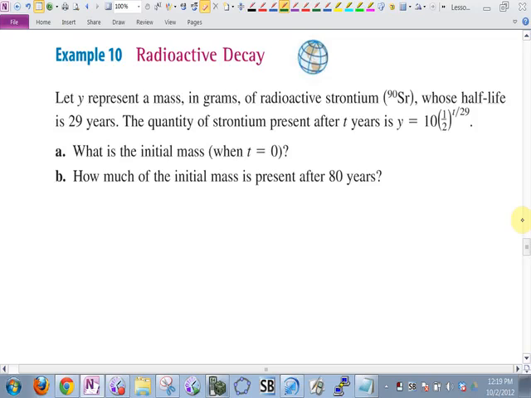Half-life problems are easy. I mean, this just totally makes sense. The half-life is 29. 29 over 29 is 1. That's when you multiply by 1/2. Totally makes sense. Yeah, even that's not that bad.